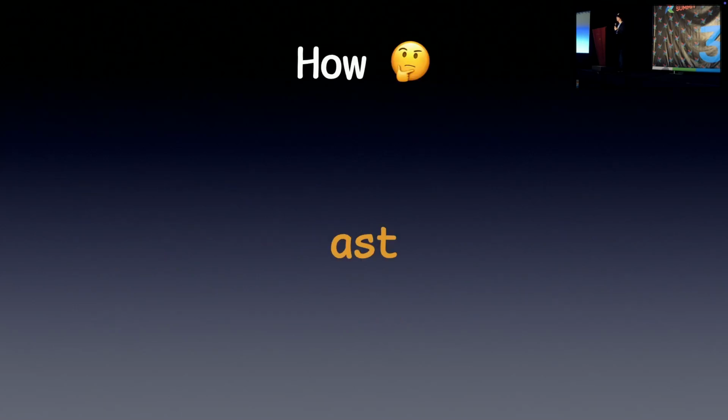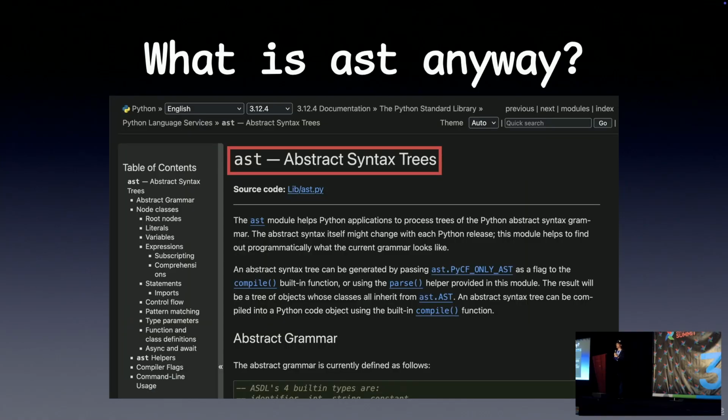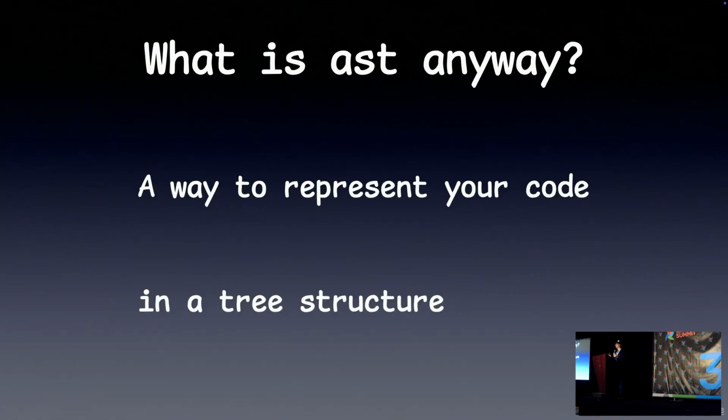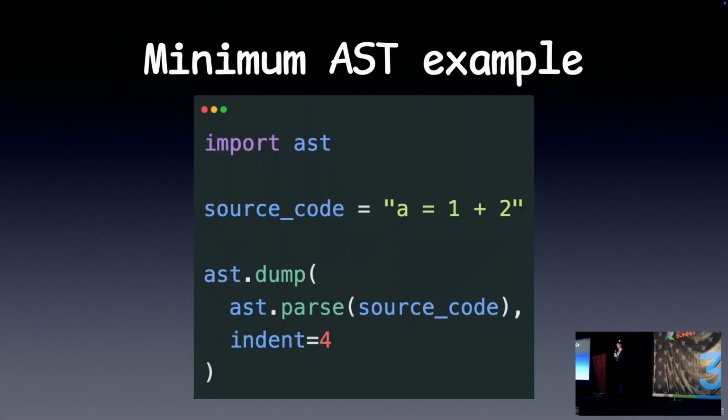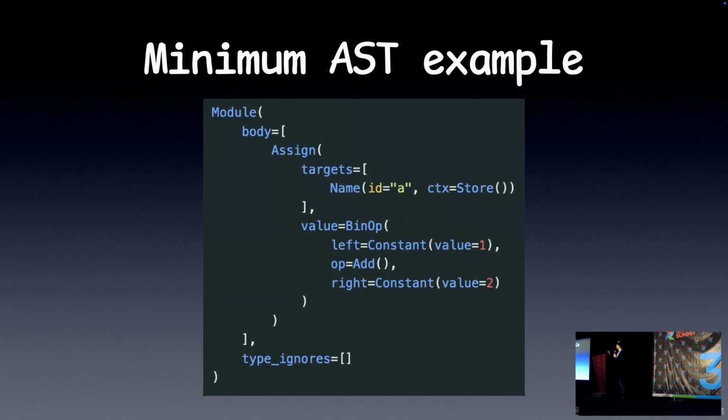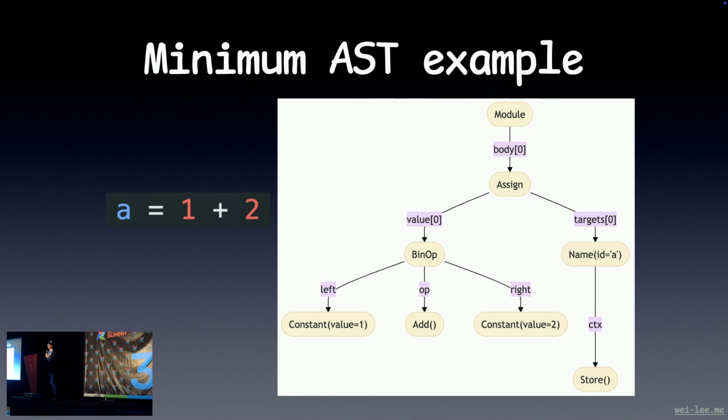So how this is done is basically using AST. And what is AST anyway? It's an abstract syntax tree, a way for you to represent your Python code in a tree structure. And this is a minimal AST sample. If we have the source code a = 1 + 2, we can use AST to parse it into an abstract syntax tree. To better visualize it, I use ast.dump so we can get a structure like this, visualized this way so everyone can understand.